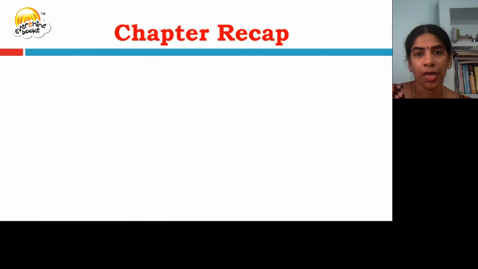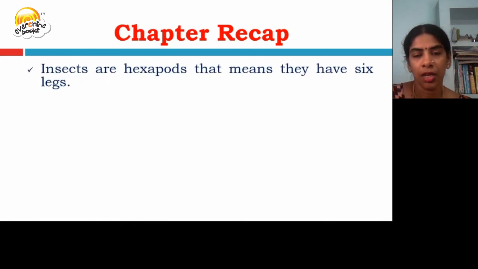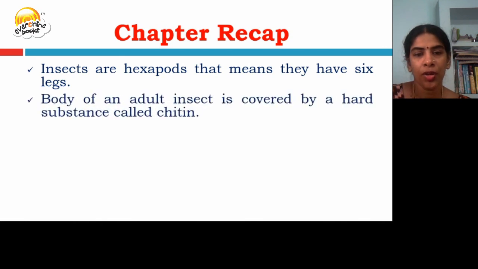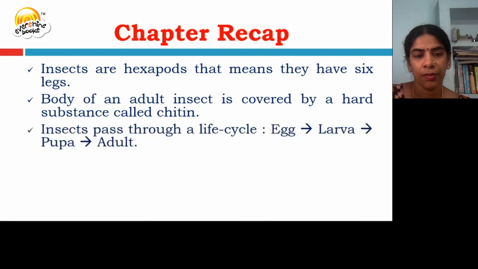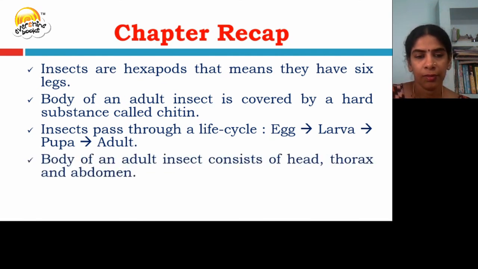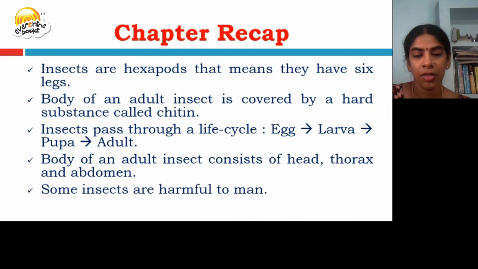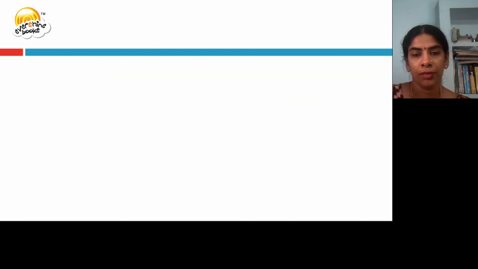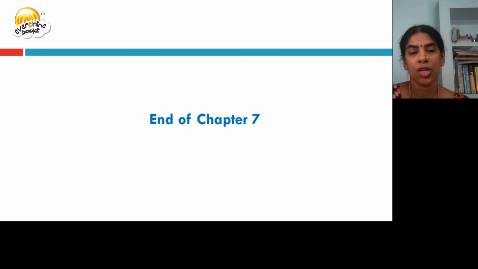Let us have a chapter recap. Insects are hexapods, which means they have six legs. The body of an adult insect is covered by a hard substance called chitin. Insects pass through a life cycle from egg to larva, larva to pupa, and pupa to adult. The body of an adult insect consists of head, thorax, and abdomen. Some insects are harmful to man. This ends chapter 7.